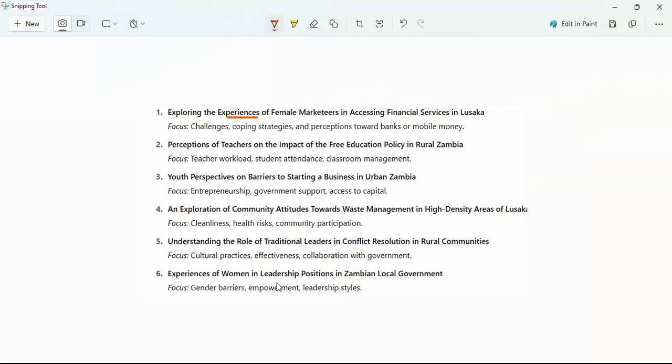Experiences of women in leadership positions in Zambian local government. So all these ones, okay, we can pick on any one so that I can just digest it, because some of you may not be comfortable talking about the topics that you chose. Which one can we pick here? Maybe the free education one. We can pick on this one here. What perceptions people have on free education. All together, so that I break it down for you.